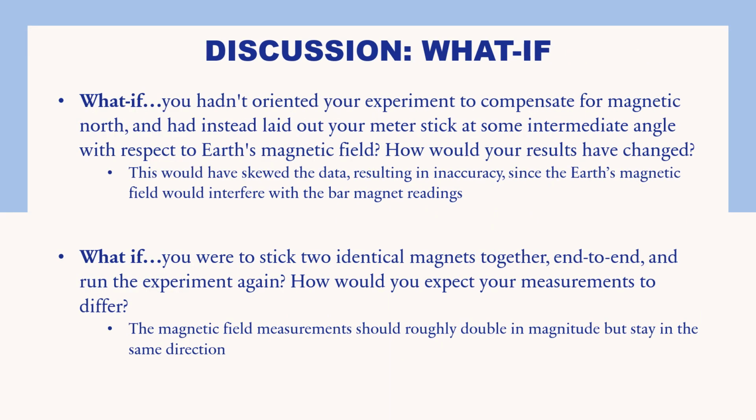Let's answer the first what-if question. If we hadn't compensated for magnetic north, this would have skewed our data, resulting in inaccuracy, since the Earth's magnetic field would have interfered with the bar magnet readings. As for the second what-if, if 2 identical magnets were stuck together, the magnetic field measurements should roughly double in magnitude, but still stay in the same direction.